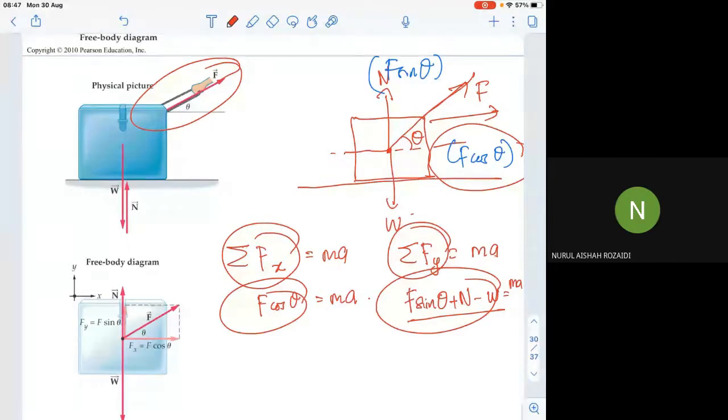Sir, if the N is negative, may I consider it as negative ma also? Negative N, it will be equal to negative ma also, can? Kalau N negatif, a pun negatif, macam tu ke? Soalan kamu?